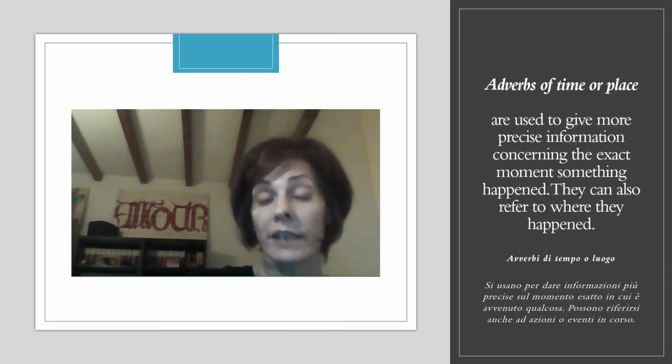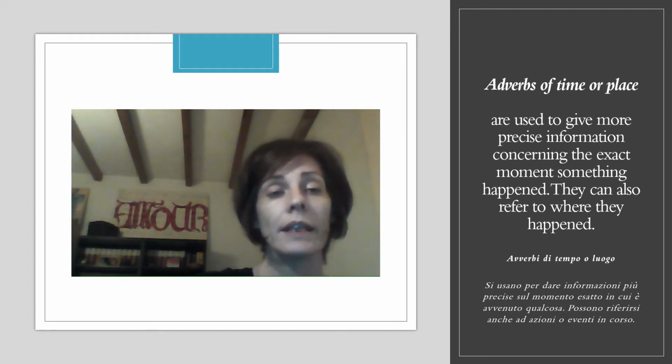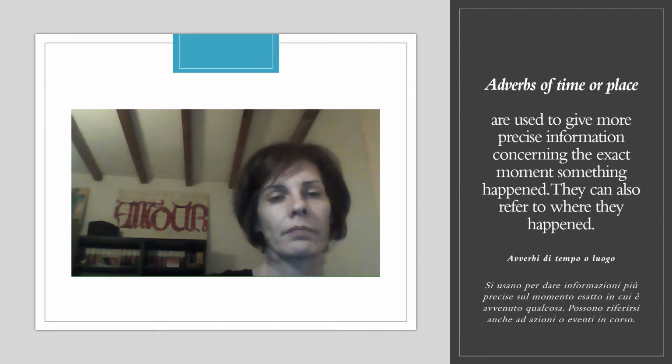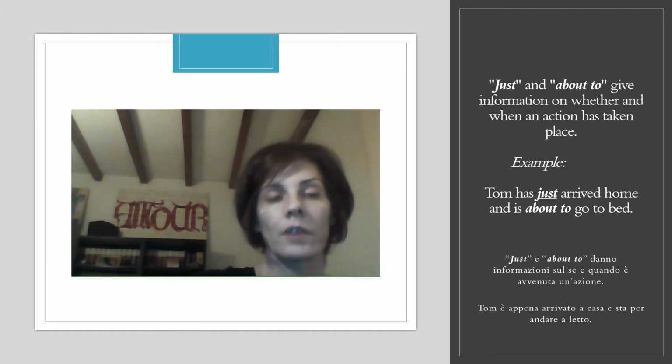The third category of adverbs are adverbs of time or place. These answer the questions when or where something happened. They are used to give more precise information concerning the exact moment something happened, or they can also refer to where they happened. So let's have a look at some very commonly used adverbs.